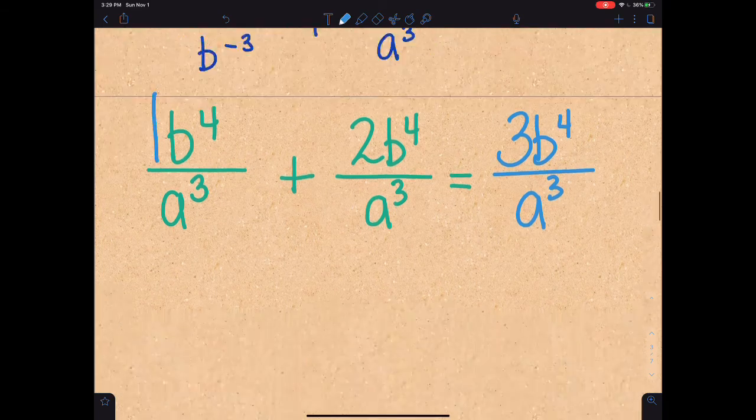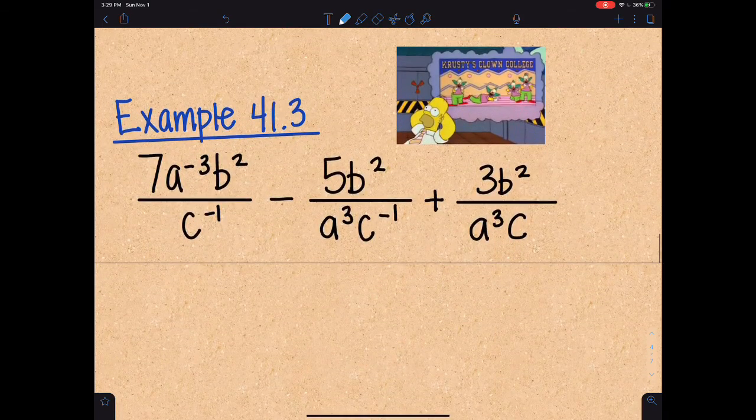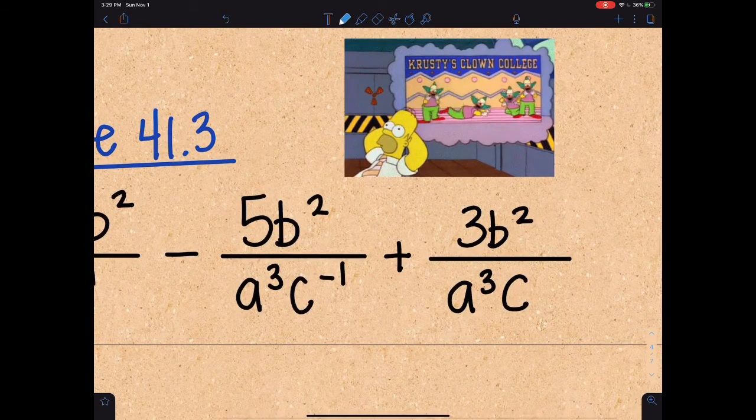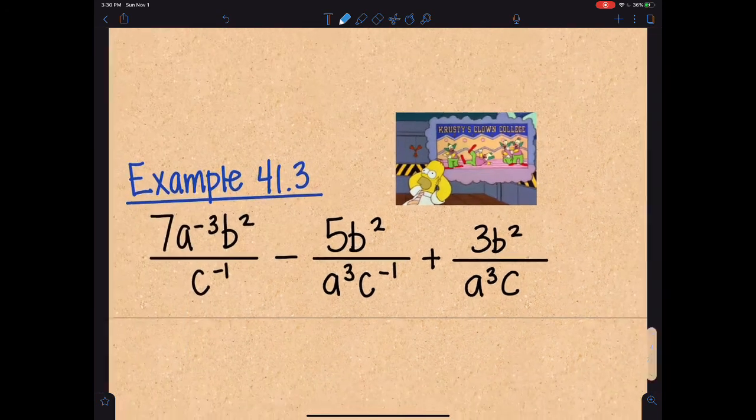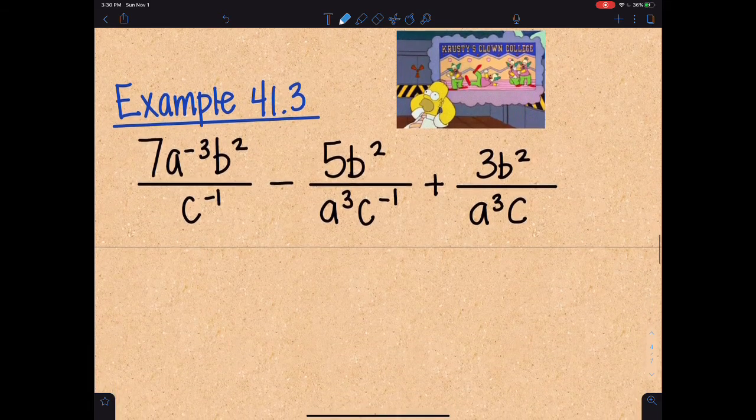Let's do the next example. This is example 41.3. I clearly have a Simpsons thing going on here. And since I don't want you to go to clown college when you grow up, I want you to go to an actual real college. You got to keep learning this stuff and know it inside and out.